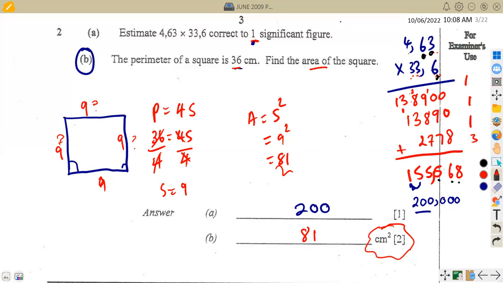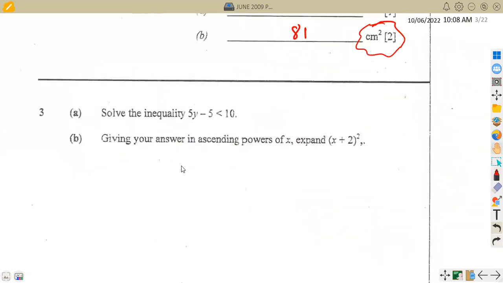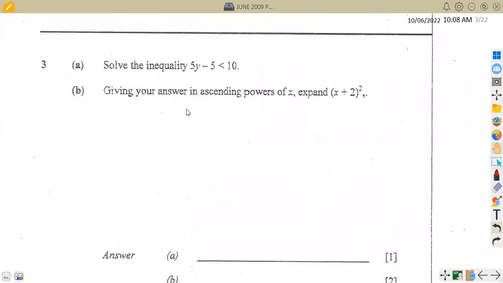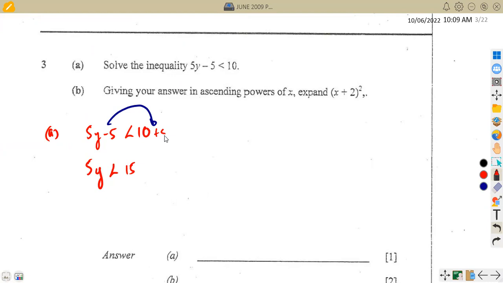All right, so let's cross-check the other part of the question, which is question number 3. Solve the inequality. This one was a direct question. We just have to solve just the way you do when solving equations, but maintaining the inequality sign. That is what is important. So you can transpose -5, just like in an equation, to the other side of the inequality, noting that it's going to change its sign to +5. So that means 5y is less than 10 plus 5, which is 15. So divide both sides by 5. That means y is less than 15 over 5, which is 3. Just like that, you're done.